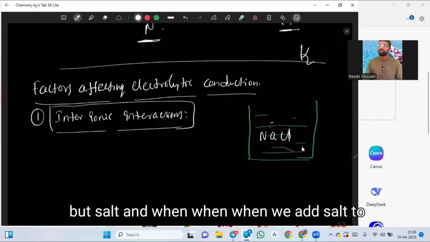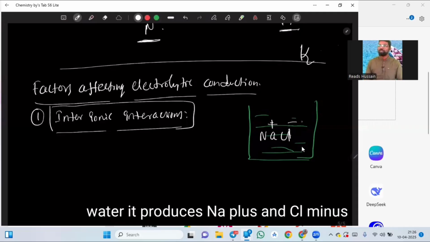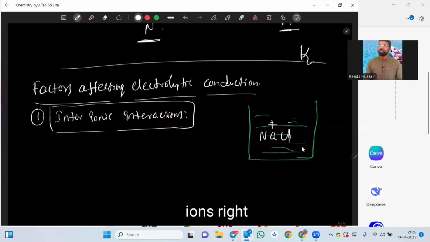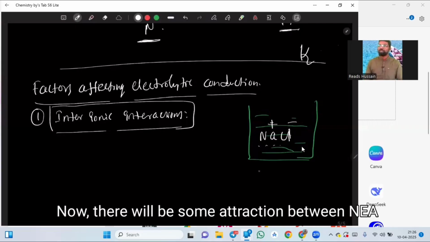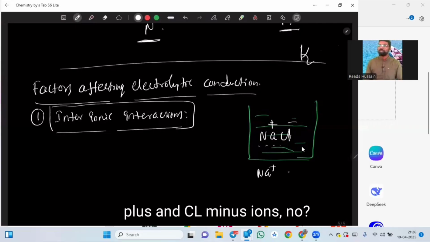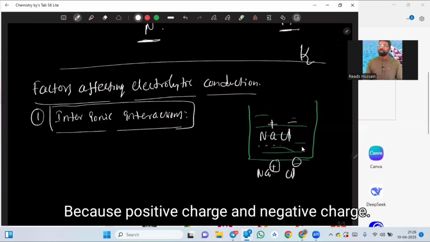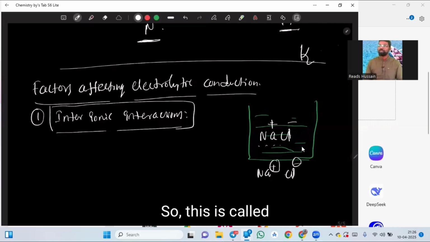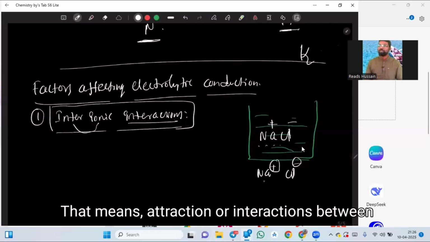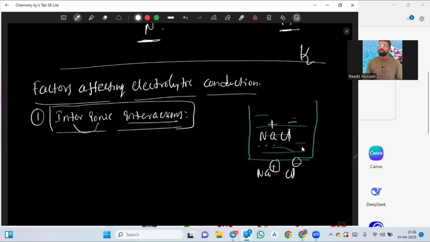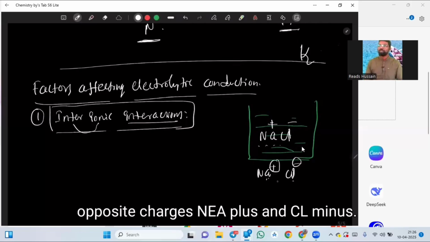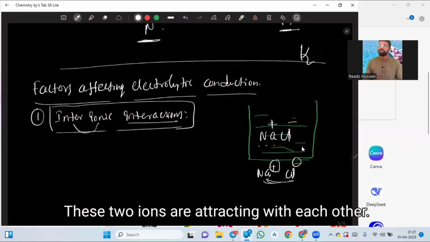When we add salt to water, it produces Na plus and Cl minus ions. Now there will be some attraction between Na plus and Cl minus ions, because of positive and negative charge. So this is called inter-ionic interactions. That means attraction between opposite charges, Na plus and Cl minus. These two ions are attracting each other.